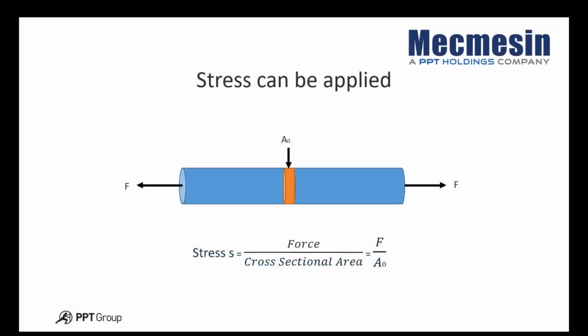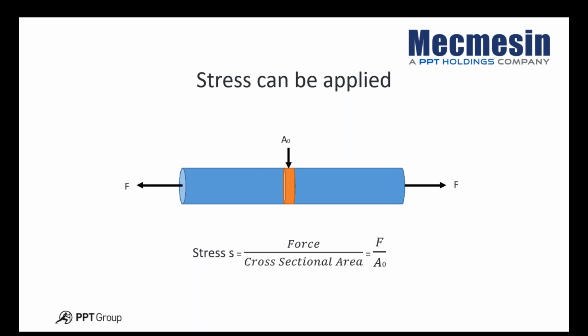So as we take a sample and put it into a testing machine and we're pulling it, we could be doing other types of testing on it, but we'll focus on tension testing at the moment. The item is pulled by the machine at one end, it's fixed to the machine at the other, and we generate a stress in the sample, and we calculate this by force divided by the cross-sectional area.